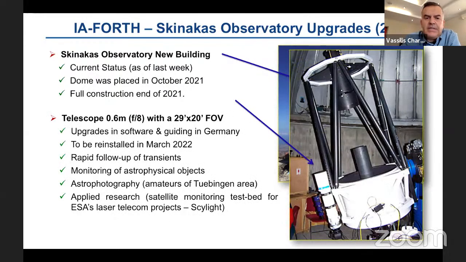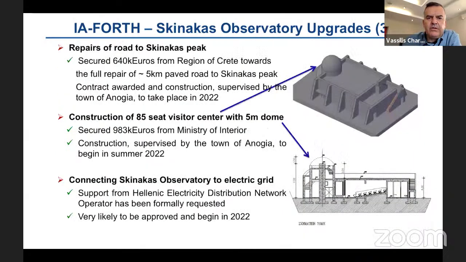Currently, what we will do is that we will put in this dome the old 0.6 meter telescope we had, which is the robotic telescope. Upgrades in software guiding were done in Germany. We'll put it in when we reopen in March. This is very convenient because it can do rapid follow-up of transients. You can monitor astrophysical objects easily. The amateurs of the Tübingen area are using it for astrophotography, and it will also do some of the applied research I mentioned earlier on.